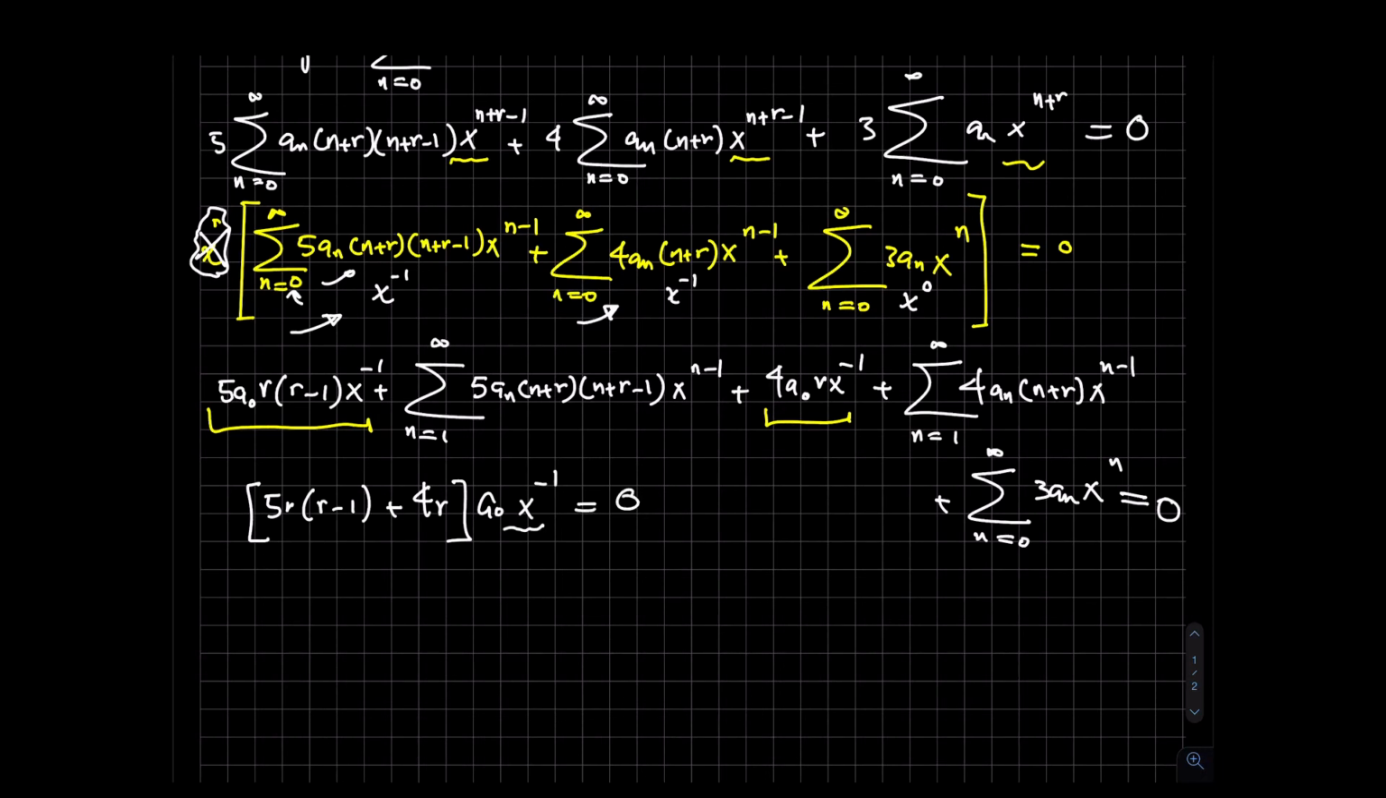Now, x to the minus 1 can't equal 0, and so here either a naught is 0, or this equation here is 0. And this equation is the equation that's actually going to be used for you to find your r values. And that's what's called the initial equation.